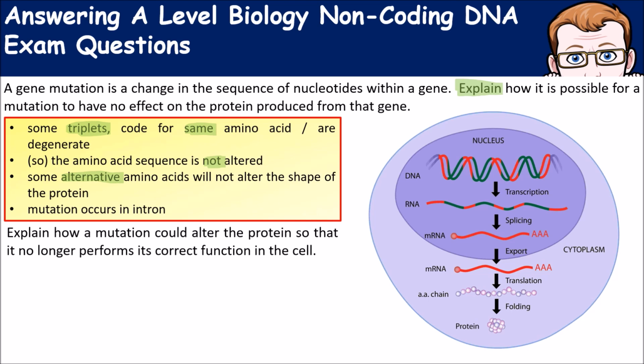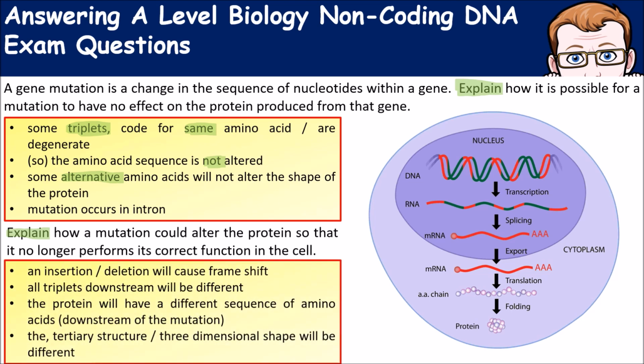If we're explaining how a mutation could alter the protein so that it no longer performs its function, we have to go back and think about what we know about protein structure. We're going to get a frame shift in the reading frame, in the triplets downstream from where that mutation takes place. So the protein will have a different sequence of amino acids, therefore its tertiary structure, or three-dimensional shape, will be changed, so it will no longer function in the same way.